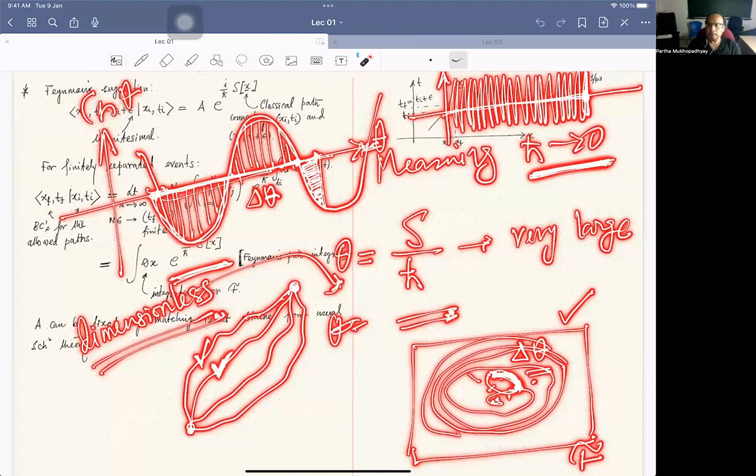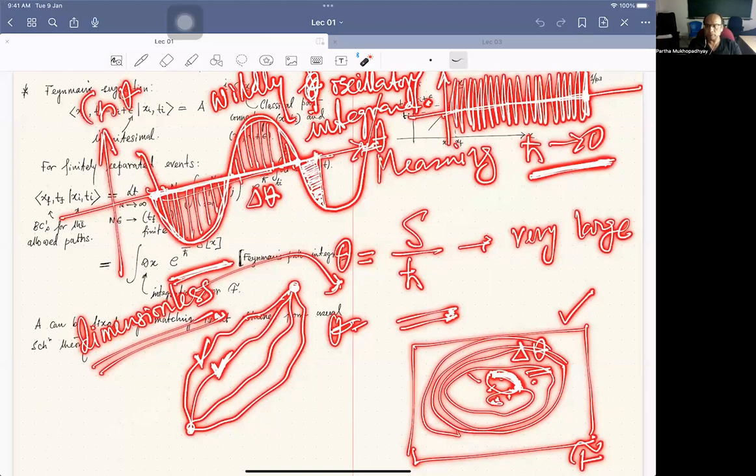When h bar is very small, delta theta is very large, and then this integrand is oscillating very rapidly for the same variation of the paths. This is sometimes called wildly oscillatory integrand or integral. These wildly oscillatory integrals are difficult to calculate because of the following reason.